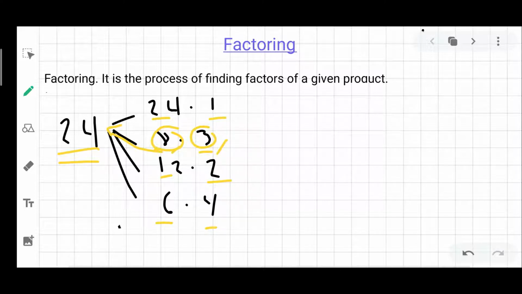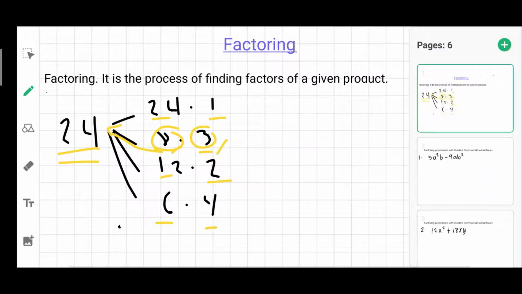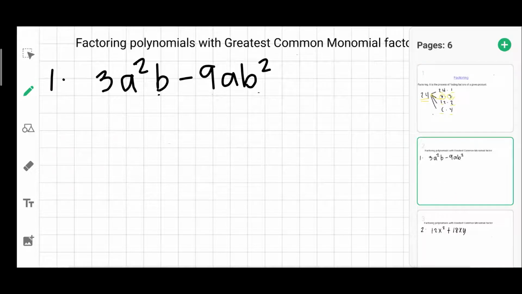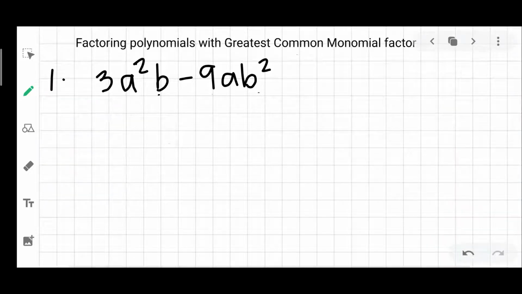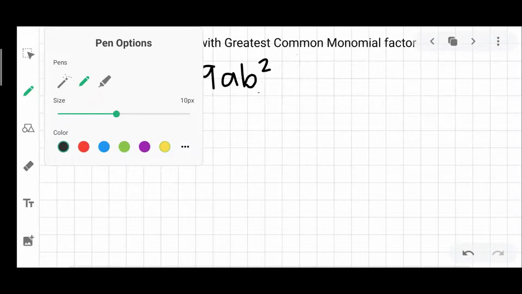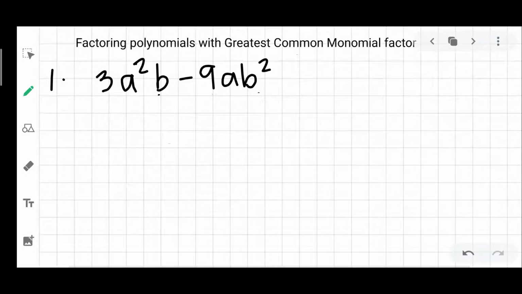So maraming iba't ibang klase ng factoring. We have factoring with greatest common monomial factor, difference of 2 squares, sum and difference of 2 cubes, and etc. But today, we will discuss the first topic in your module, which is factoring polynomials with greatest common monomial factor. From the word greatest, ibig sabihin, magpo-focus tayo sa pinakamataas na pinagkaparehas nila.